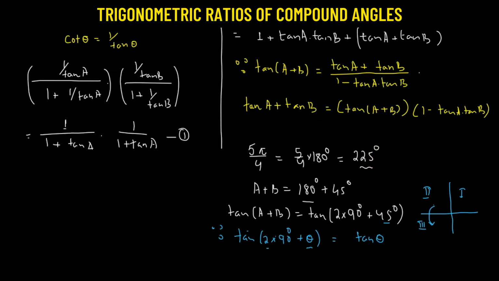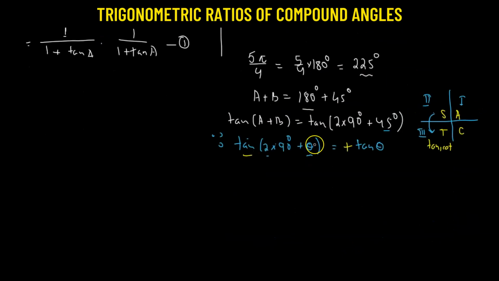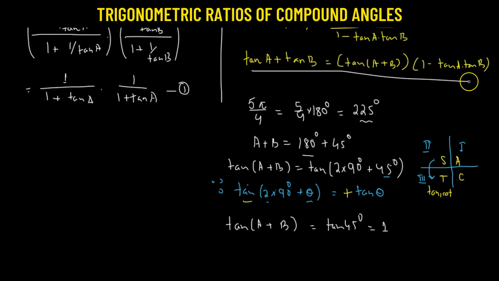Now we know that if we use the mnemonic A, S, T, C, then in the third quadrant we have T. T means the tangent function or the cotangent function. Those two trig functions are positive, and everything else is negative. Luckily we are working with the tangent function, so our answer is going to be positive. So we have positive tangent theta, meaning we're going to get tangent of angle A plus B equal to positive tangent of 45 degrees. And what's the value of tangent 45 degrees? That's 1. So we have obtained that the value of tangent of A plus B comes out to be 1. Now we can replace this value here.